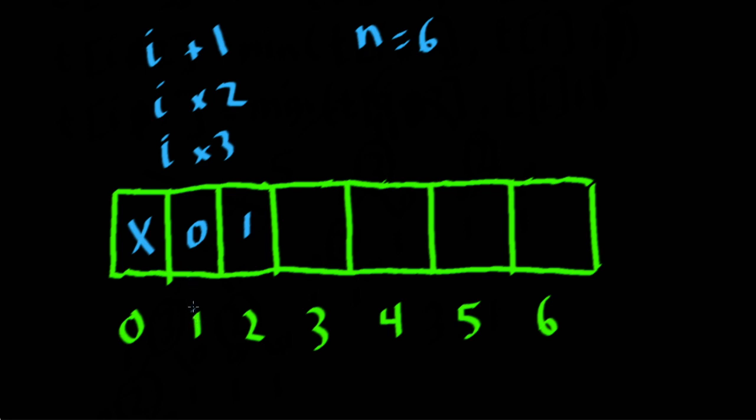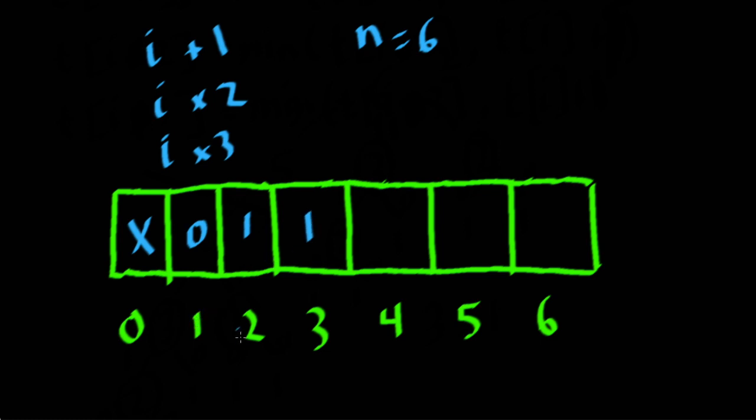Next, we do i times 2, which will get us to 2 again. This time there is a value here, which is 1. So it's going to be the minimum of what's in here versus what's in here plus 1. Since they're both 1, we just leave it alone. Next, we do i times 3. So that's going to be whatever's in here. There's nothing in here, so we just take what's in here and add 1 to it.